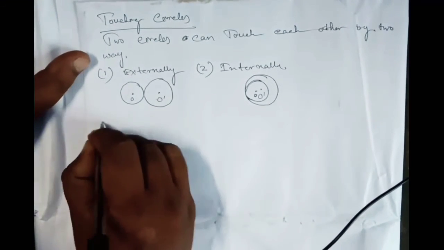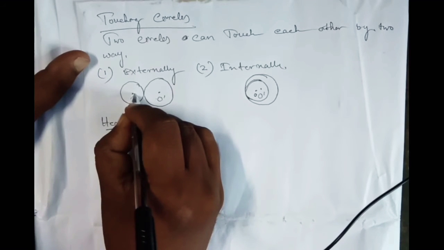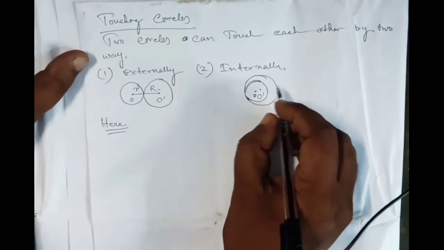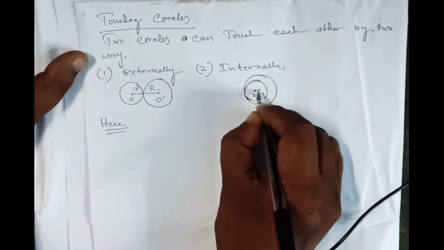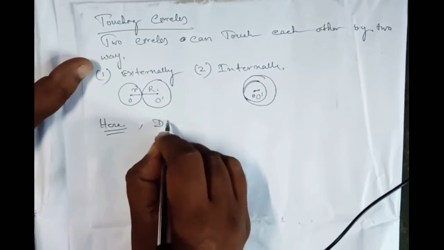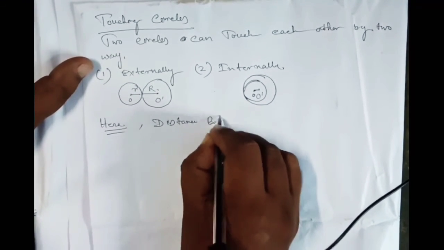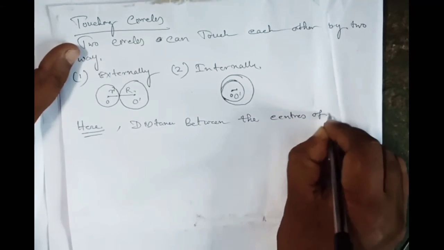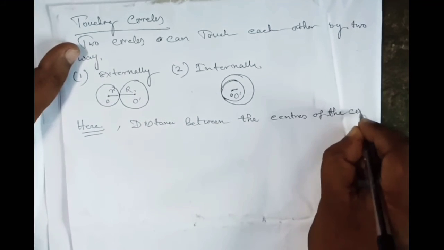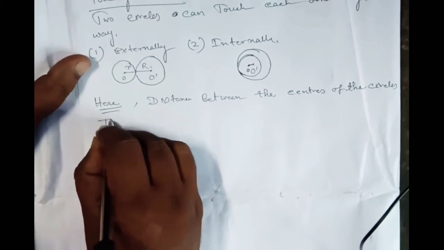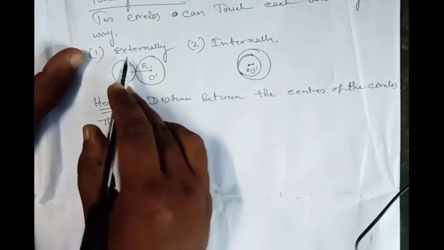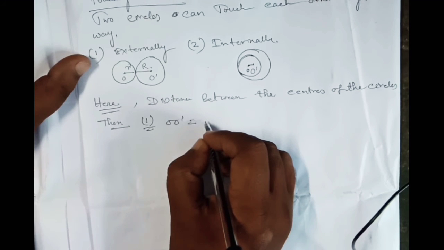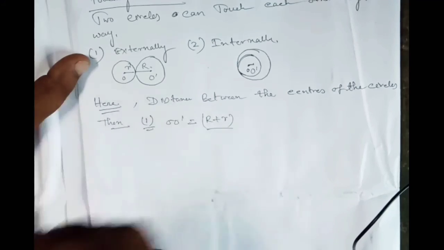Now here, from the figure, if the radius of the bigger circle is capital R and the smaller circle is small r, and we have to find the distance between the centers of the circles, then for the first case, that is externally, the distance OO dash is equal to capital R plus small r.